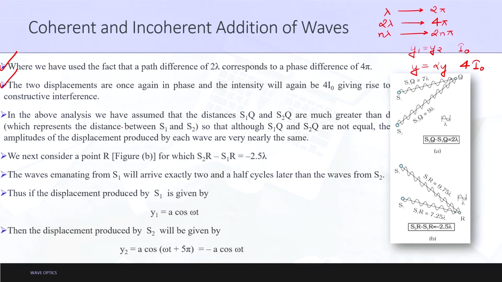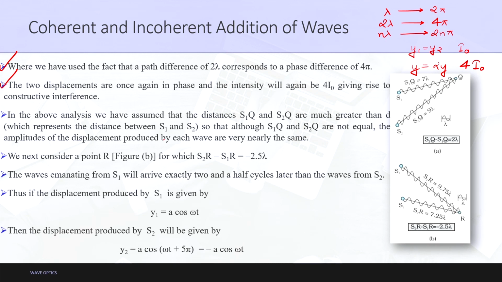Moving on to now destructive interference. What does destructive interference talk about here is, so now in the above analysis we have assumed that the distances S1q and S2q are much greater than d, which represents the distance between S1 and S2.